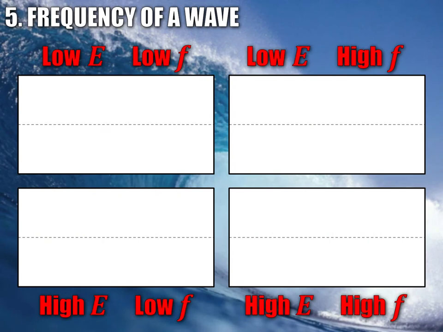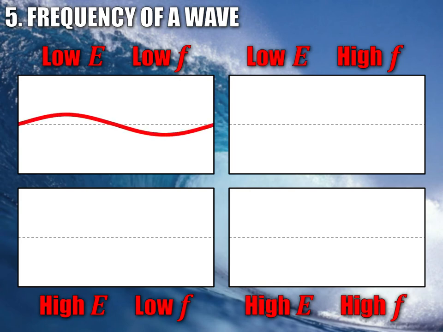So let's put this all together. I want you in your notes to draw the following 4 waves. A wave with a low energy and a low frequency, do that in the upper left. In the upper right, we have a low energy, high frequency. In the lower left, draw a high energy with a low frequency. And in the lower right, draw a high energy wave with a high frequency. Pause this video if you're still drawing your waves. I'm about to show the answers.